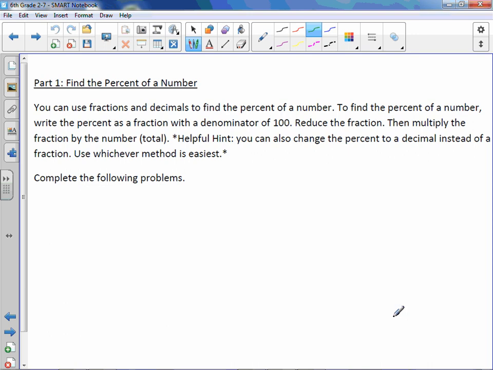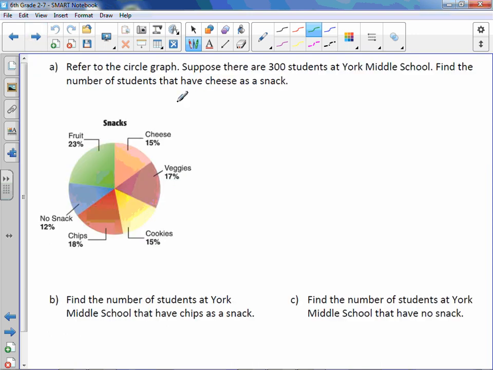To find the percent of a number, write the percent as a fraction with a denominator of 100 because percents are out of 100. Reduce the fraction, then multiply the fraction by the number or total. You can also change the percent to a decimal instead of a fraction. Use whichever method is easiest. Complete the following problems. I will do it both ways, and you can choose from there which method you prefer.